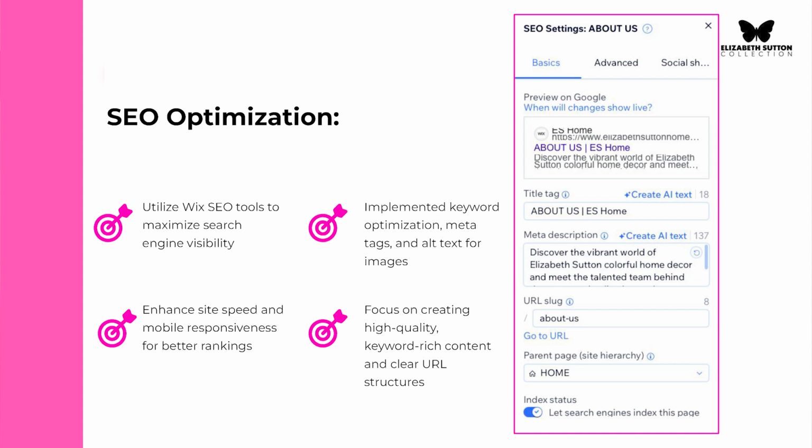So for the first time ever, Elizabeth was migrating her website over to Wix, which is a website building platform. We utilized their SEO tools in order to maximize search engine visibility. Specifically, what we did is we implemented keyword optimization, meta tags, and alternative text for every single one of the images. And by doing this, we enhanced the site's speed and mobile responsiveness for the highest rankings possible.